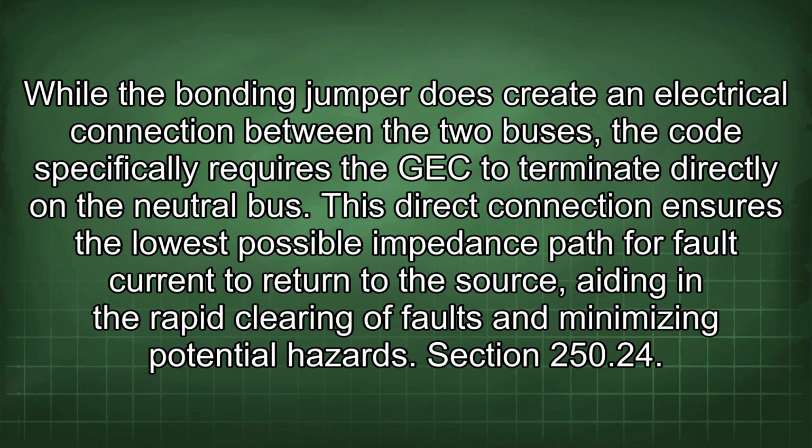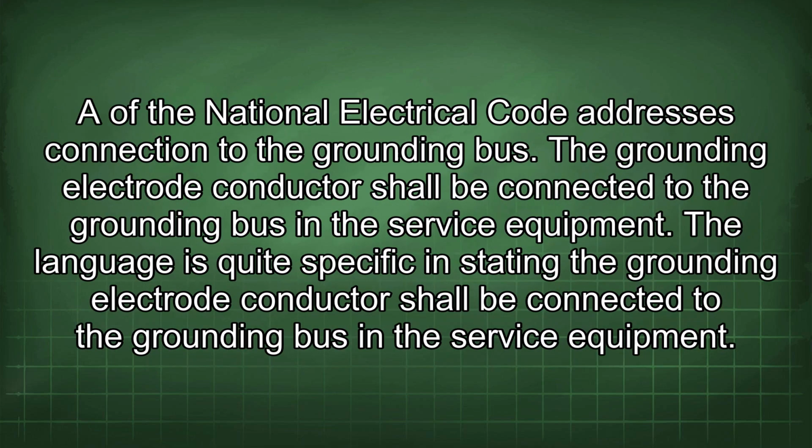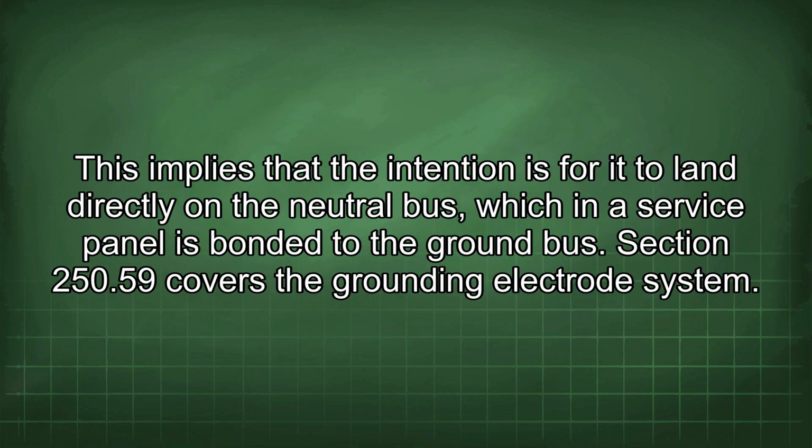Section 250.24 of the National Electrical Code addresses connection to the grounding bus. The grounding electrode conductor shall be connected to the grounding bus in the service equipment. The language is quite specific in stating the grounding electrode conductor shall be connected to the grounding bus in the service equipment. This implies that the intention is for it to land directly on the neutral bus, which in a service panel is bonded to the ground bus.